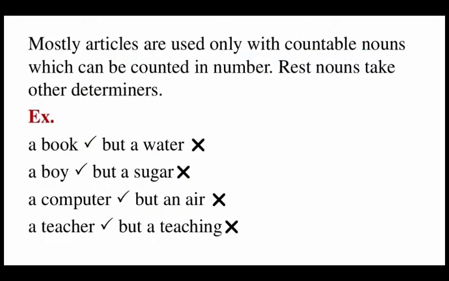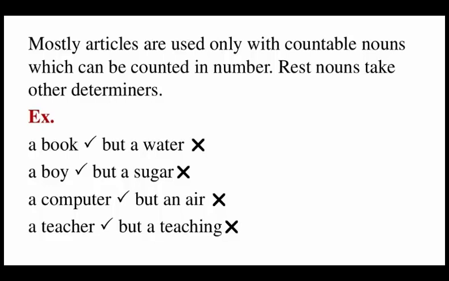Now student, mostly articles are used only with the countable nouns which can be counted in number. Rest nouns take other determinants. So कुछ आर्टिकल्स ऐसे होते हैं जो काउंटेबल नाउन्स के साथ ही आते हैं और कुछ होते हैं जो दूसरे determiners के साथ आते हैं। Determiners mean here, students, that the thing which refers to the noun, जो indicate कर रहा होता है नाउन को। जैसे मैं कहती हूँ कि many flowers, so many determines the noun that how many flowers are there. So these are the other determiners or something else.